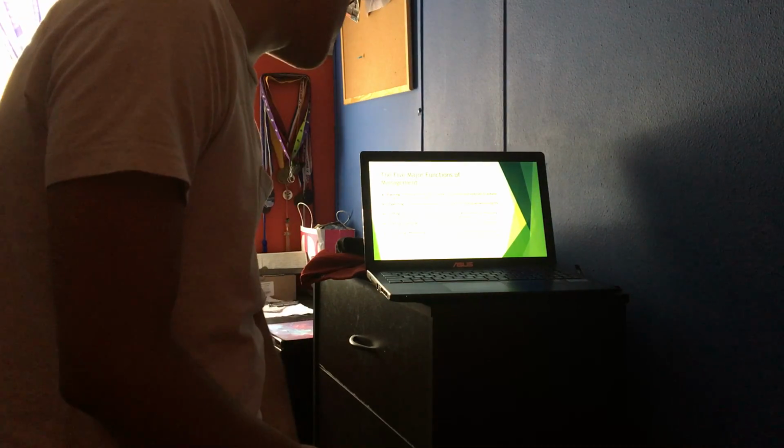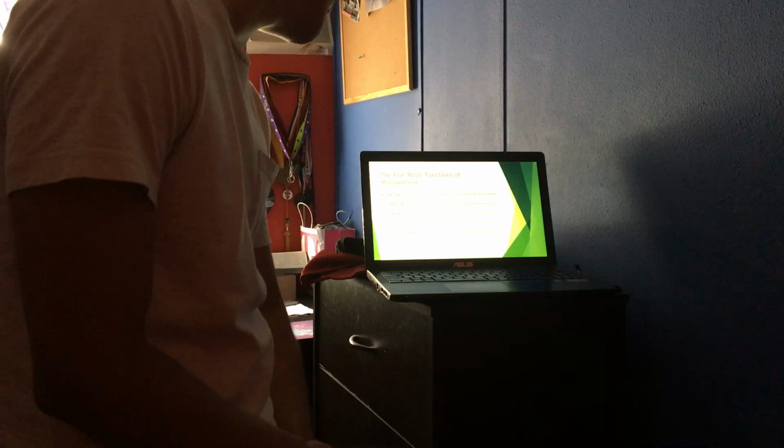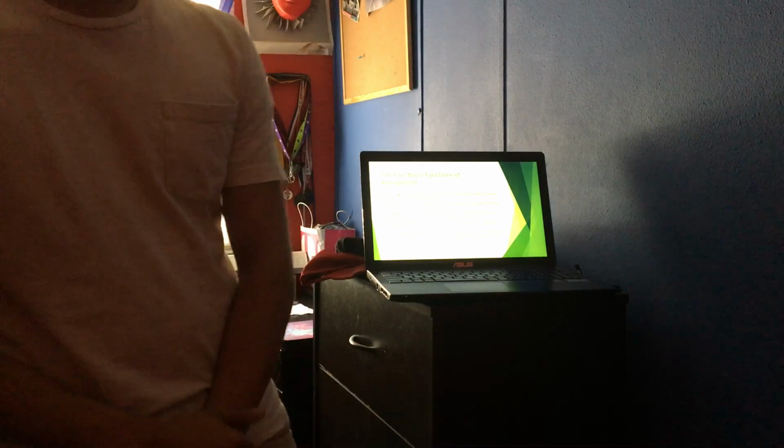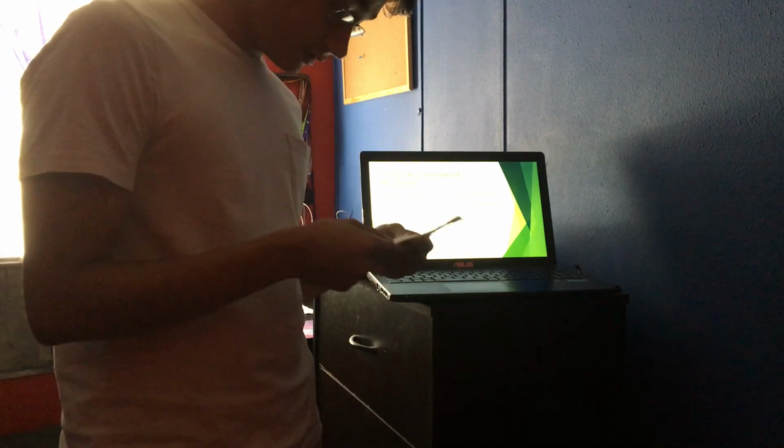And so moving on to controlling or monitoring. This checks the current outcomes against forecast plans and makes adjustments when necessary so that the goals are achieved. And so this is basically taking control of the situation. If you know something's not working out right, then you need to make the proper adjustments in order for it to get solved.